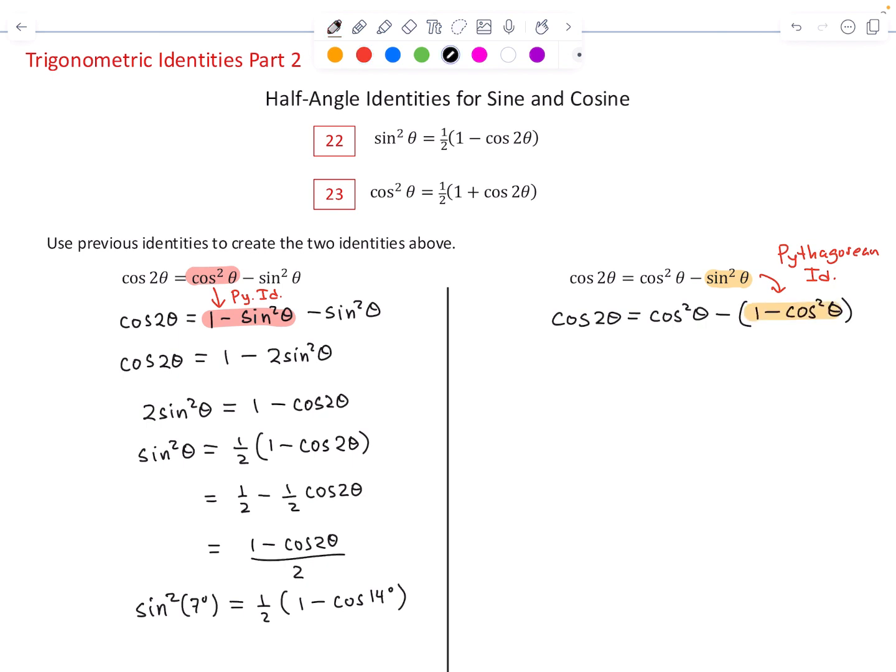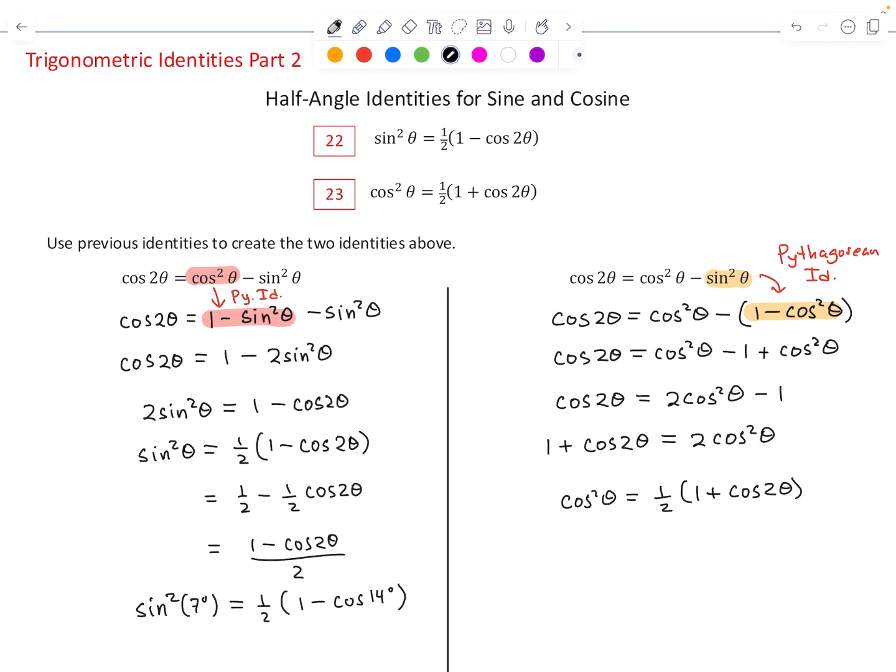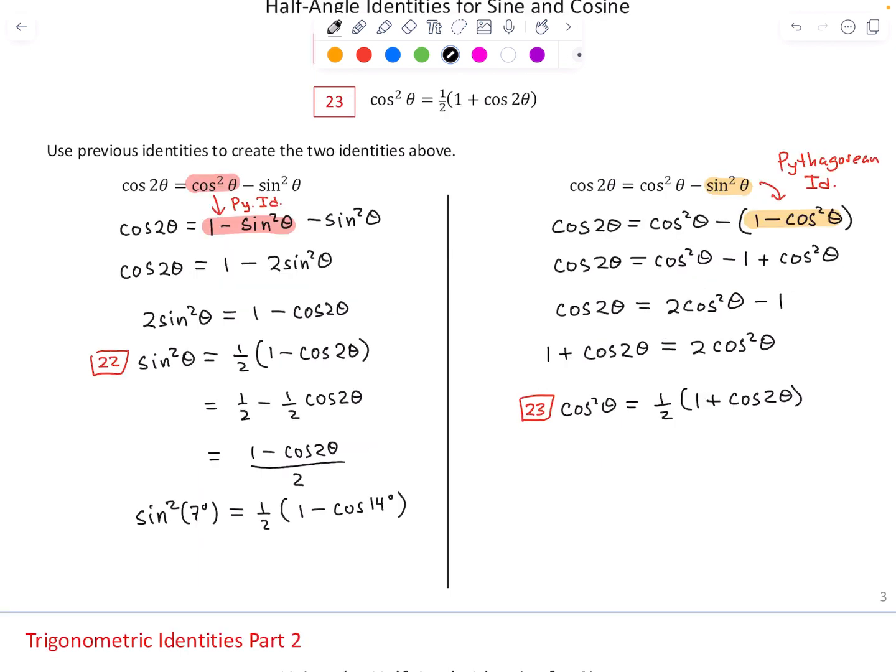Okay, let's distribute the negative across those parentheses, combine the two cosine squares, and solve this for cosine squared. I'll add 1 to the other side, divide both sides by 2, and write cosine squared first, giving us identity 23. I could create a variation of this by doubling both sides, which would take me to this line, and then subtract the 1 over, taking me to this line. So here's one variation of this identity.